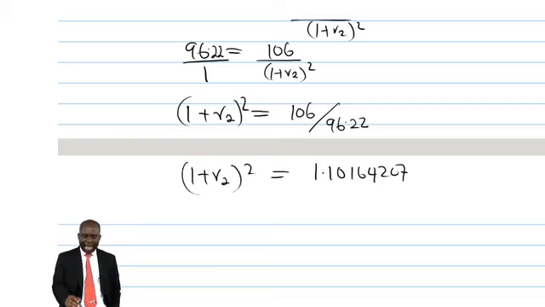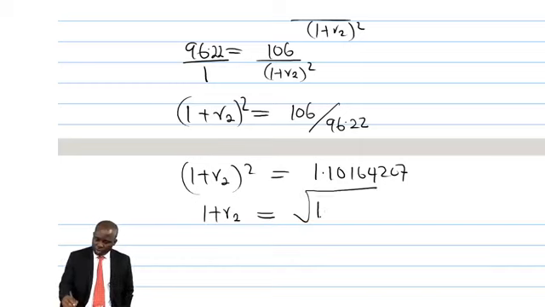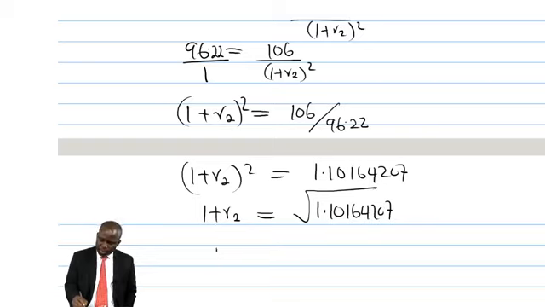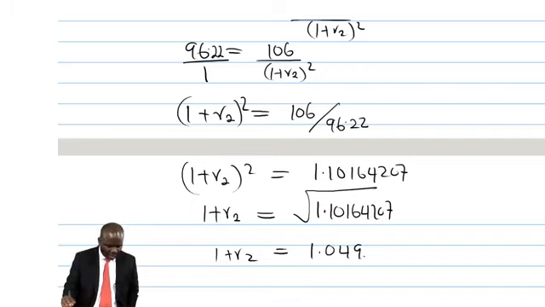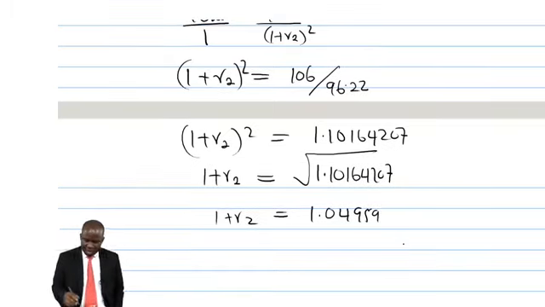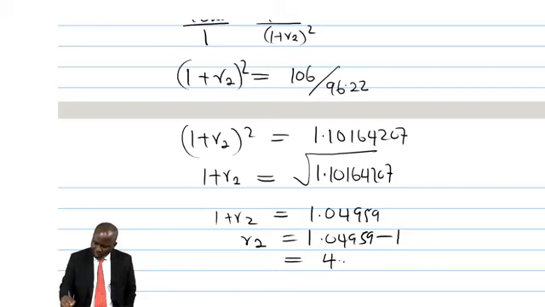And then be with me, because this is squared and I have to remove the square there, I have to take the square root of the other side. So 1 plus R2 will be equals to square root of 1.10164207. So what then will be R2 there? When I find the square root of the answer, that will give us 1.0495. Therefore, my R2 will be 1.04959 minus 1, and that will give me 4.96 percent. So this is the R2.